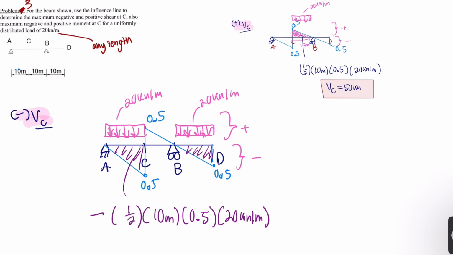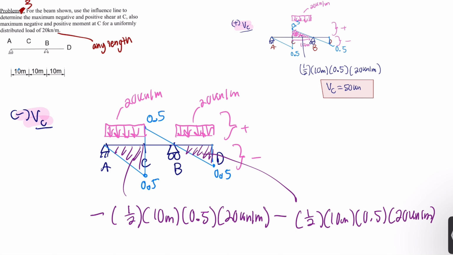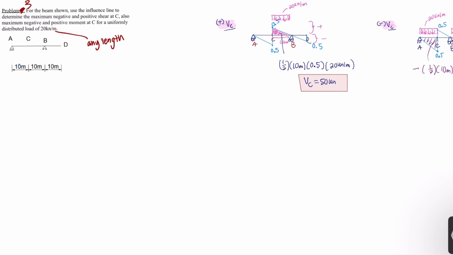And then once again for this part, I already added the negative. So it'll be 1/2 base times height times the load, which will mean that the maximum negative shear at C is equal to negative 100. And that is the answer for the maximum negative shear at C. Now we can move on and do the maximum negative moment at C.